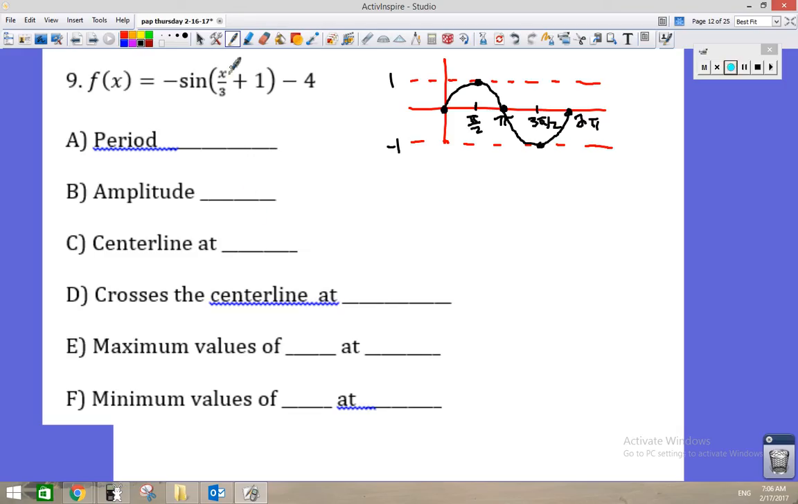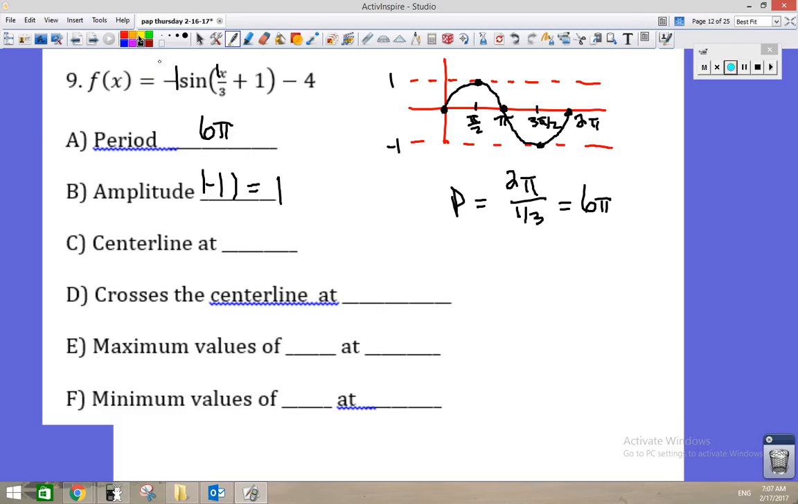So when we look here, the formula for the period is 2 pi divided by the coefficient in front of x, and this coefficient is 1/3. To divide by 1/3 is the same as to multiply by the reciprocal, so the period is 6 pi. And the amplitude is the number in front. We have to be careful that periods and amplitudes are distances, so take the absolute value. The amplitude of this is 1.